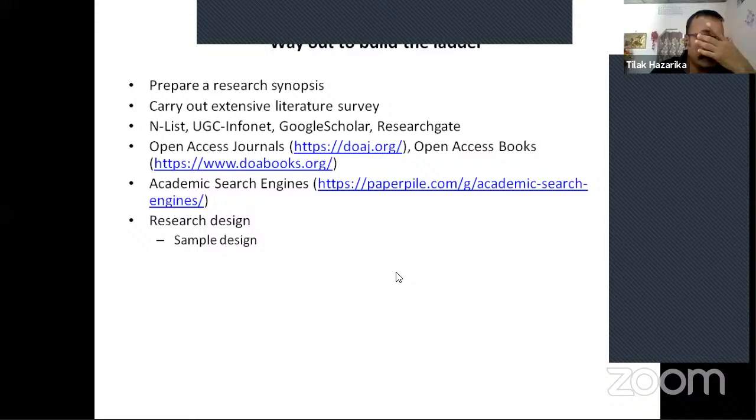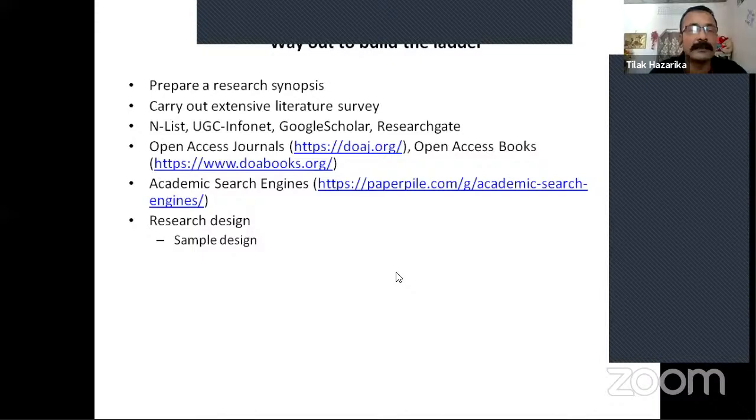So let me have a brief discussion on the research design, because the success of a research work mostly depends upon our comprehensiveness in the research design. So how to make a very good research design? Let me have a discussion.